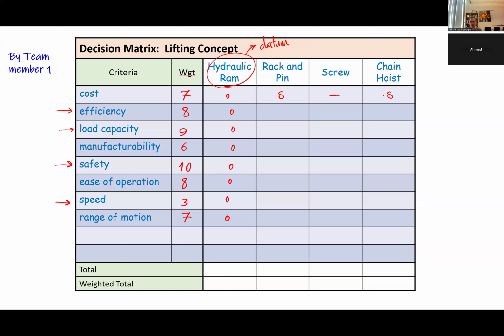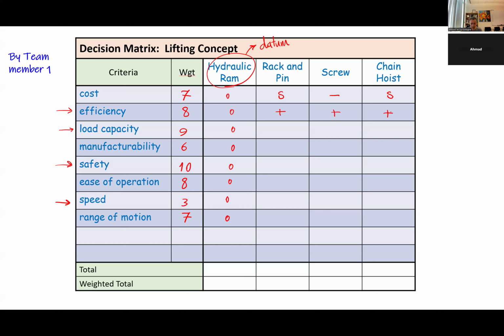You may disagree, so you can have your own table. So 4 or 5 team members, each with a different ranking, and then we compare and we iterate until we are all on the same page. And let's look at efficiency. Efficiency, I would say rack and pinion is more efficient than hydraulic. Screw is more efficient. And even I say chain is more efficient than hydraulic. Hydraulic sometimes can be not that efficient.